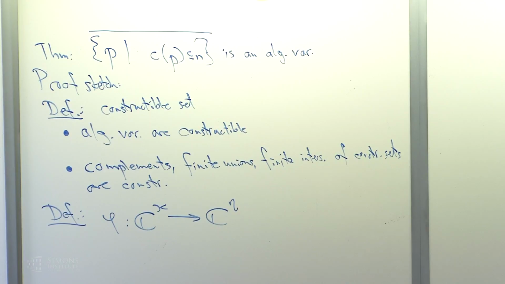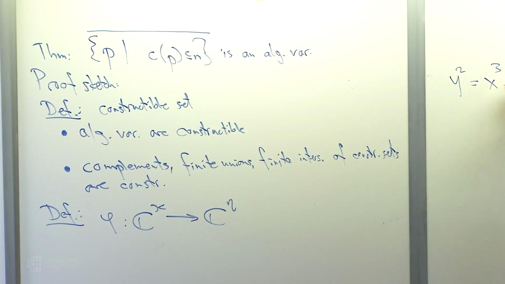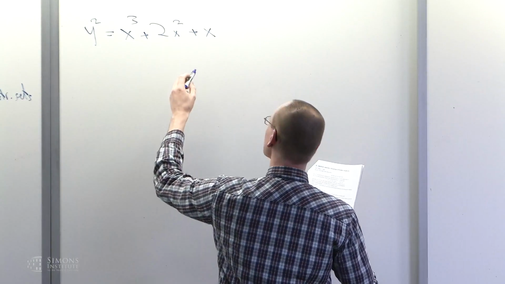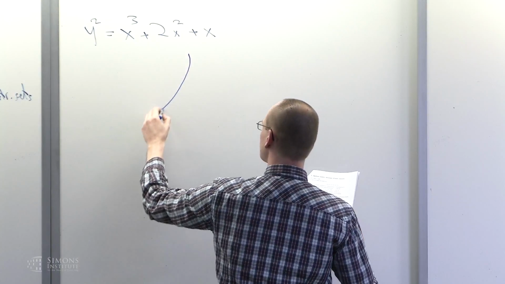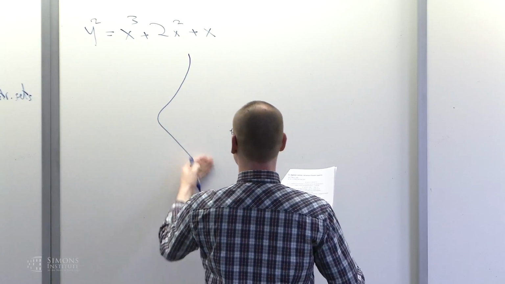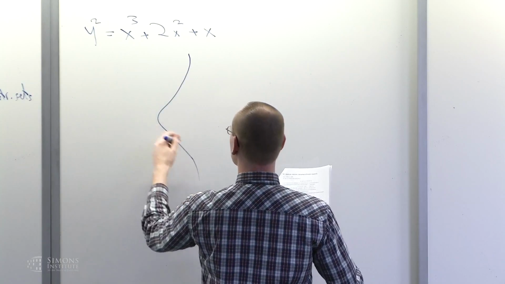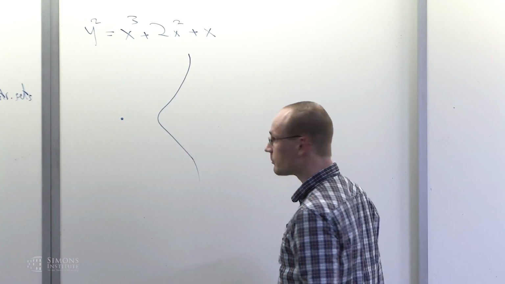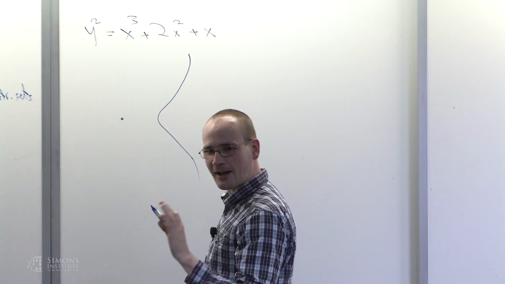Let me actually give you an example. This is actually a nice one. You take the zero set of y squared equals x cubed plus 2x squared plus x. If you plot it, it looks a bit like this. The zero set is this zero set here. It should be symmetric somehow. My drawing skills are significantly limited. And there's a point here. So this is the zero set of this variety.